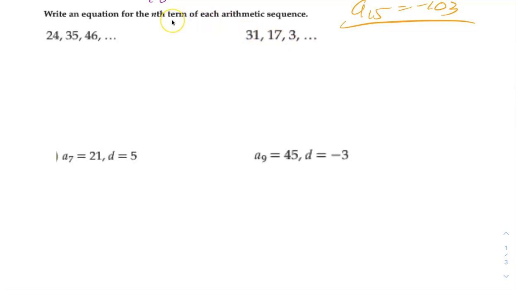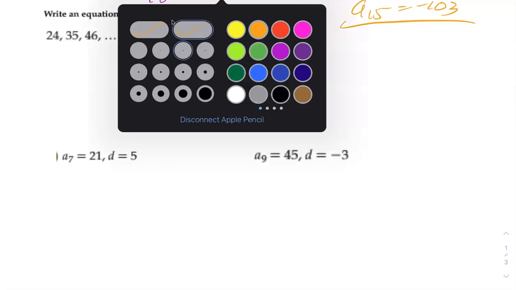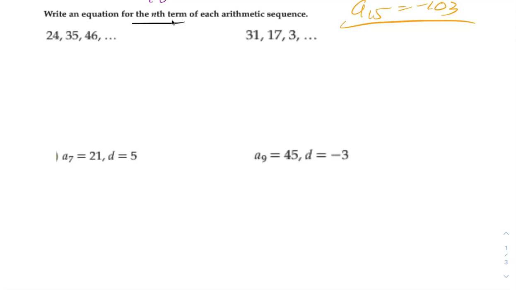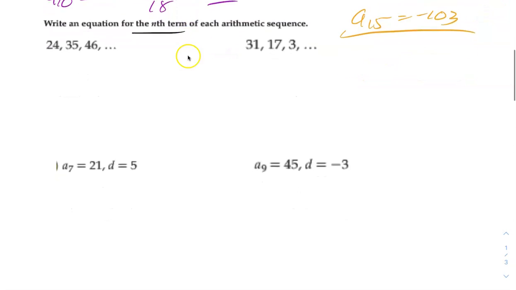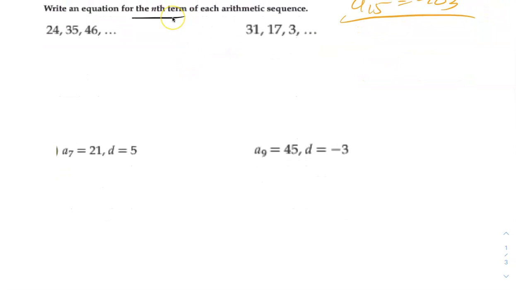Next one, write the equation for the nth term of the sequence. So when they say the nth term, that means they just want the equation, like this guy. Well, that's not the best example. They just want the equation. They don't want an actual value. So nth term just means write the equation.